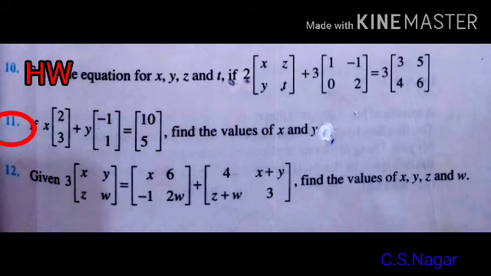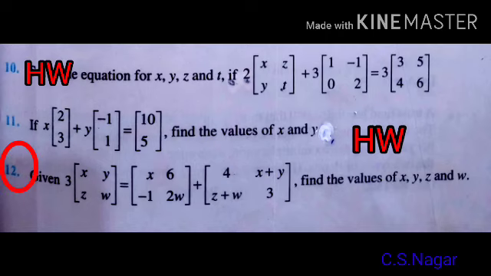Next, question number 11, which is also a very simple question. If x times the column matrix [2, 3] plus y times the column matrix [-1, 1] is equal to [10, 5], find the value of x and y. So once again it is homework for you.